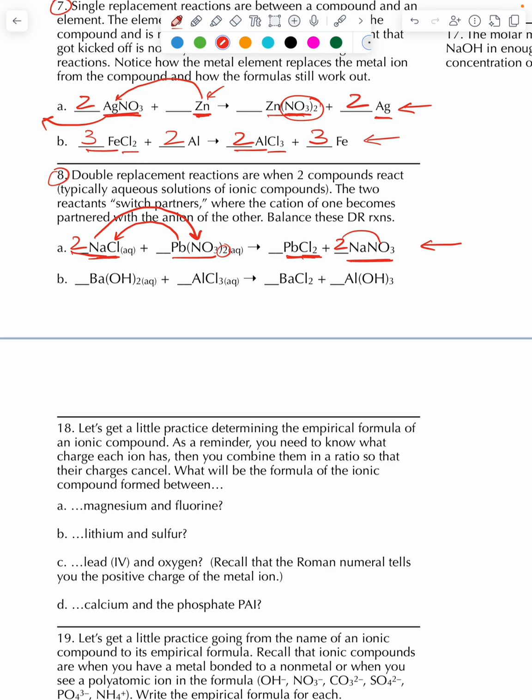Great. Let's do one more of these. Double replacements. This has 2 hydroxide, that has 3. The old even-odd trick.